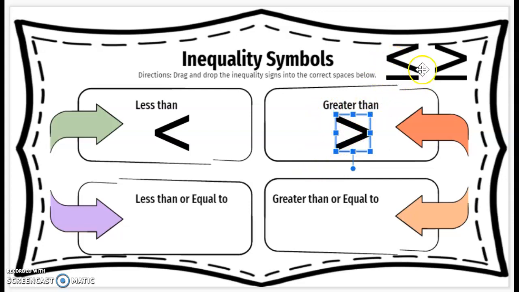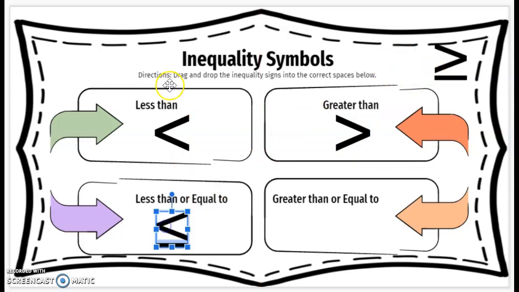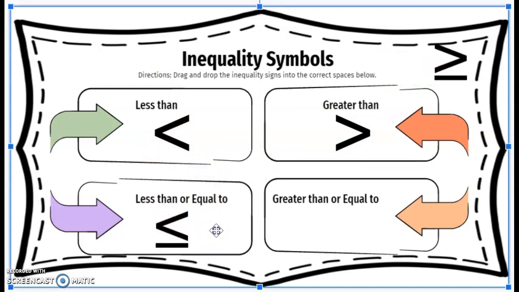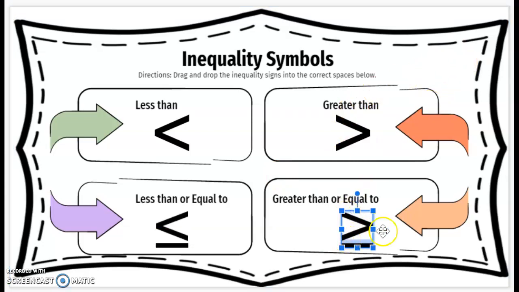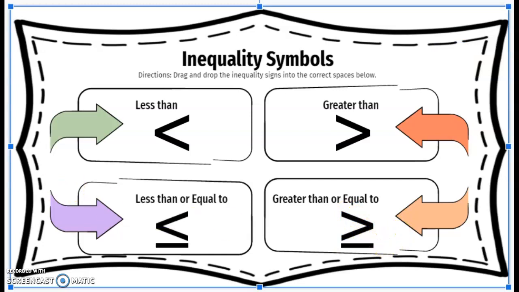Now we have these over here that have the line underneath them. That means, so the top we know is less than because it's pointing that way. That bottom line means or equal to. It's like half of an equal sign, the bottom half of an equal sign. So we take this one down here, and that's greater than or equal to.